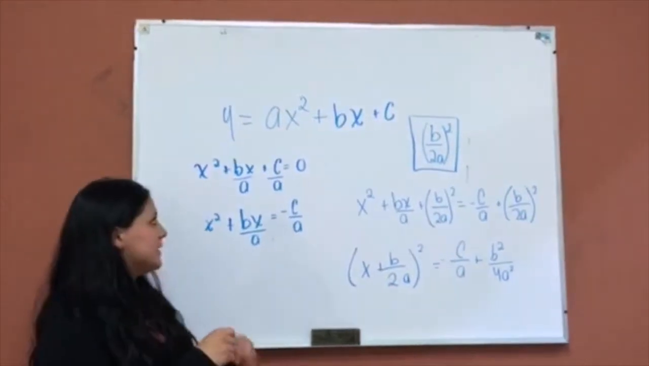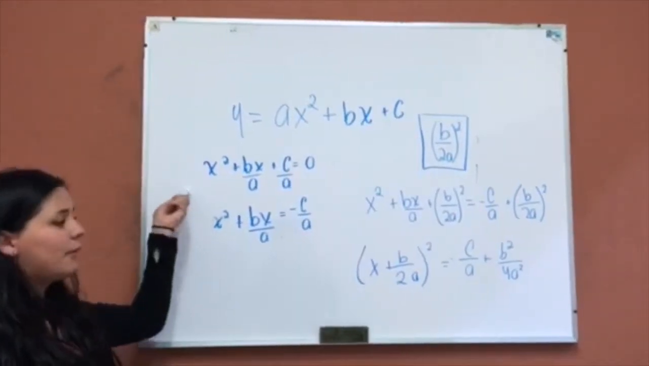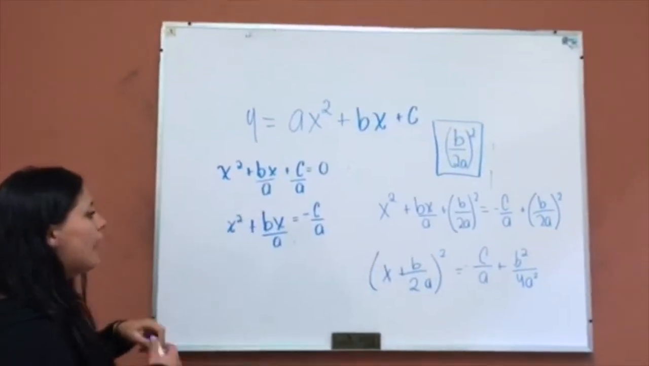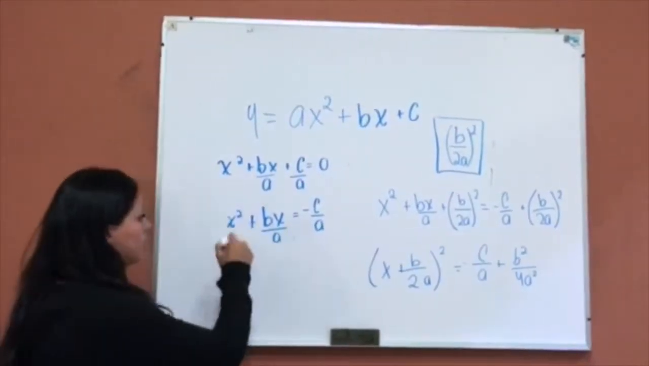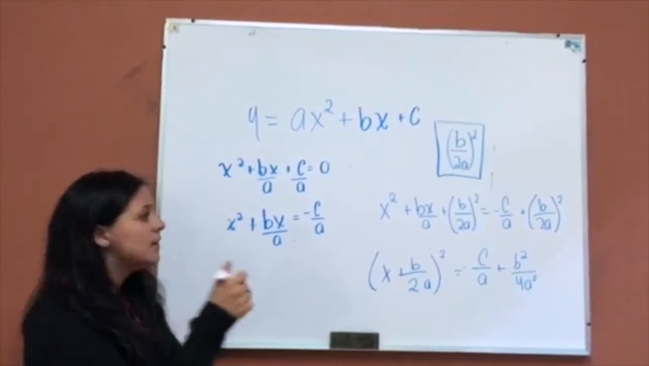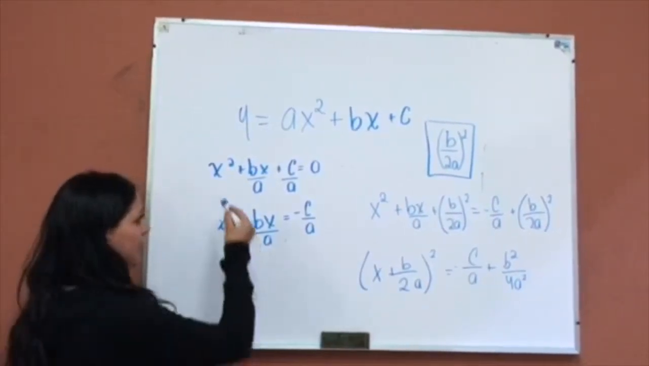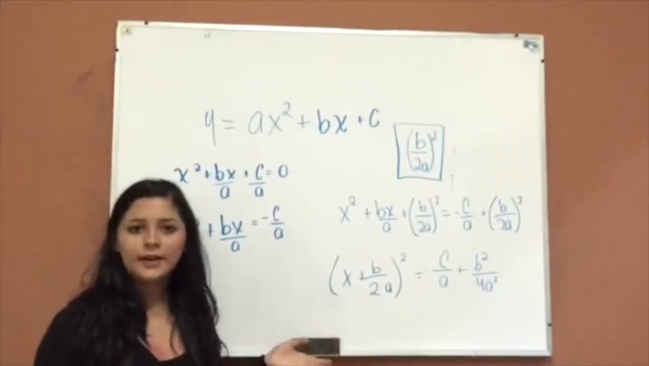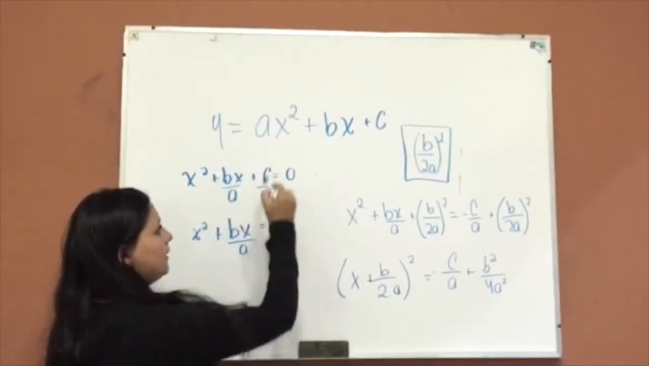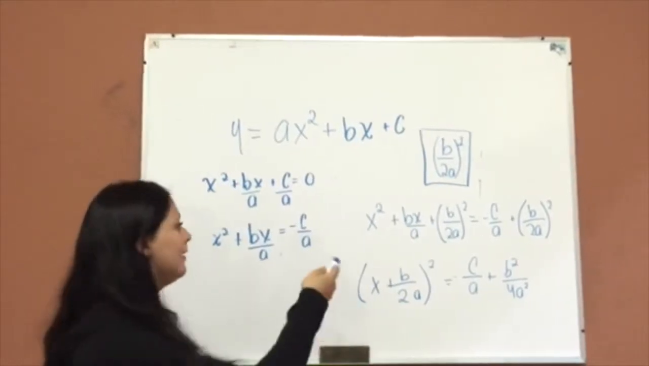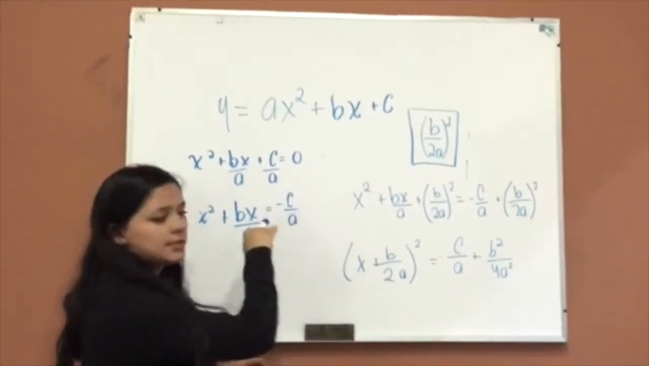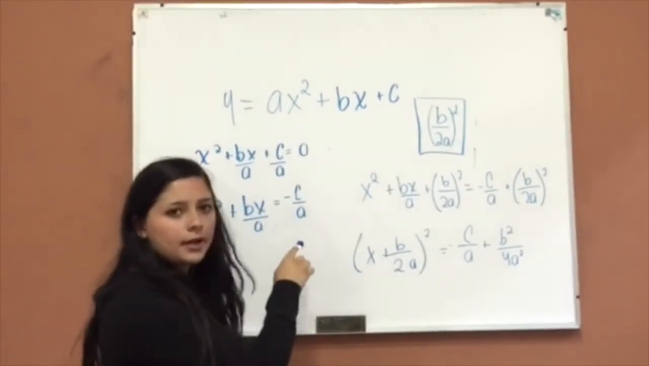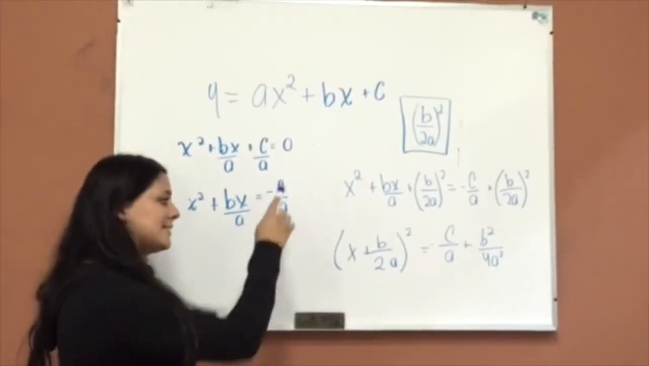What we're going to do is first equal the whole formula to 0, as we can see here. And now what we're going to do is try to leave the x squared alone, so by itself. So we're going to have to divide everything over a. Then what we're going to do is take this part of the equation to the other side. So we're going to have to change the sign. Here we have a positive c over a, and now we're going to put it minus c over a, as you can see here.